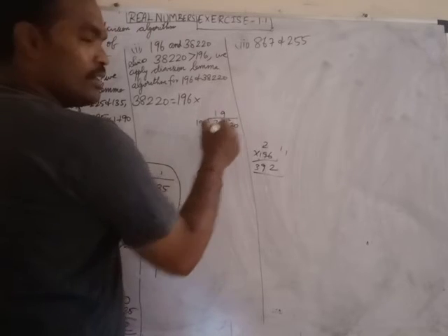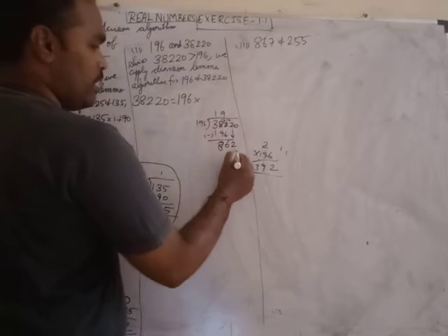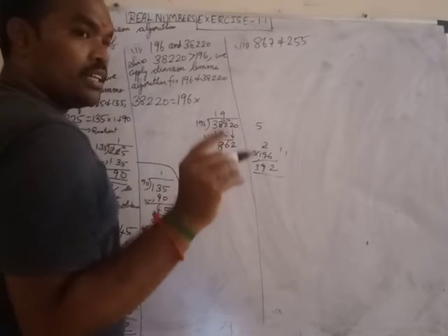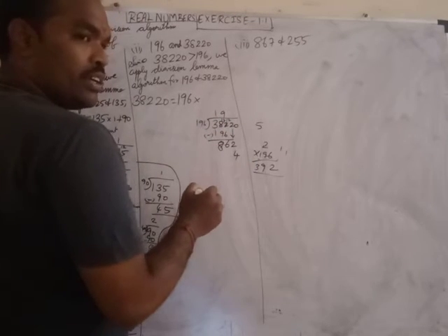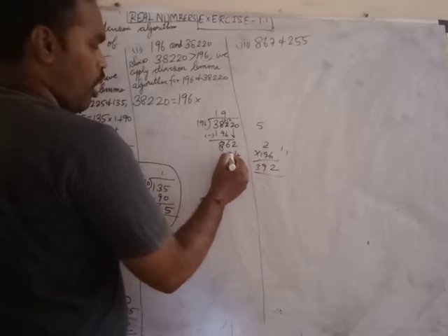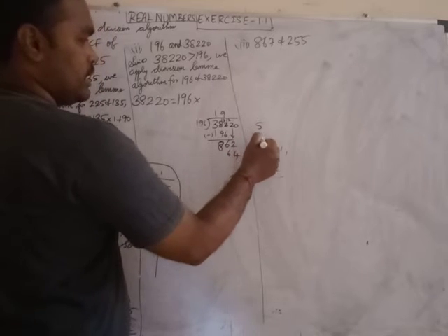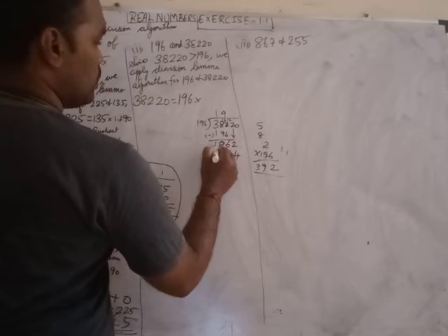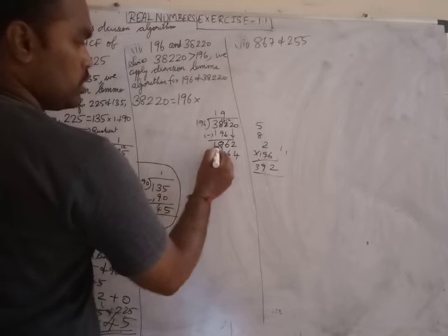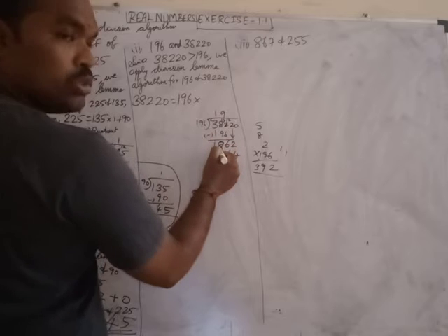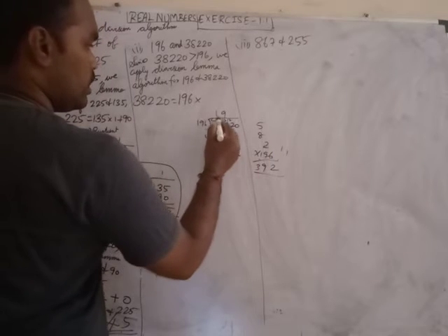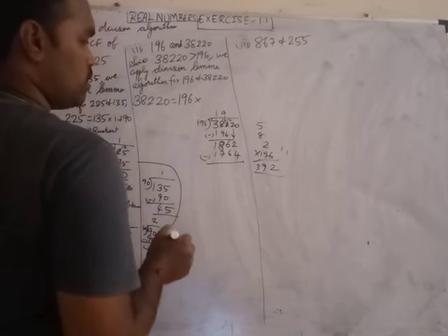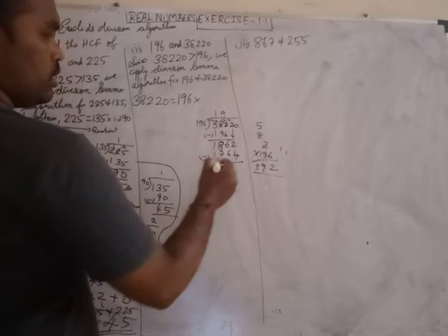We can do 9. 9 6s are 54, balance 5. 9 nines are 81. 81 plus 5, how much? 86. 8. So how much will it come? If you borrow this one, 2 minus 1 is 1. Okay. 9 into 1, 9. 9 plus 8, 17. So minus this one, how much will it come? 98.